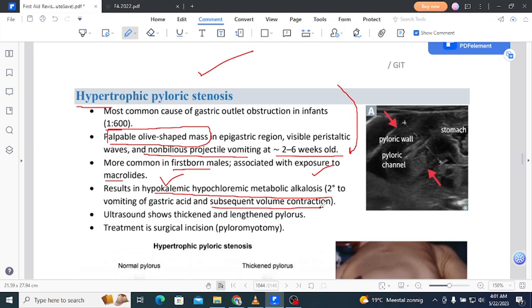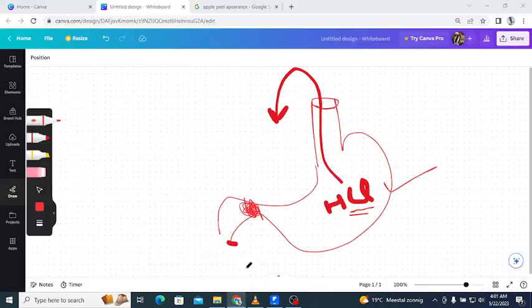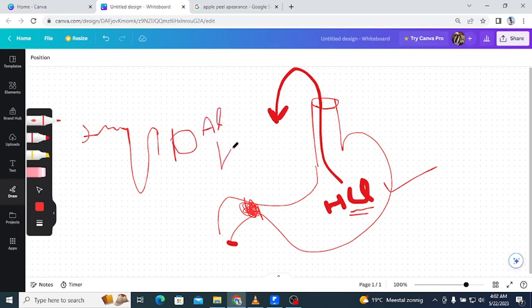Whenever there is volume contraction, in the distal convoluted tubule, suppose this is the nephron, and in the collecting duct we have principal cells. Whenever there is volume contraction because of the excessive vomiting, the principal cells will be activated by aldosterone, and aldosterone is a potassium waster. So ultimately the chloride is lost from the stomach and the potassium is lost from the kidneys. So we get hypokalemic, hypochloremic metabolic alkalosis in the case of pyloric stenosis 2 to 6 weeks after birth.